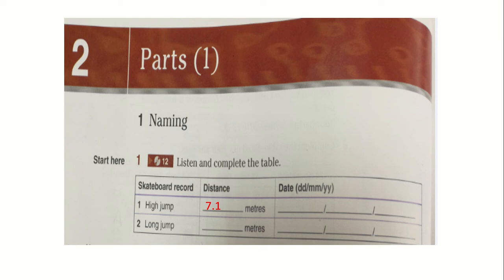So the date is the 19th of June. June is month number 6, and the year is 2003.